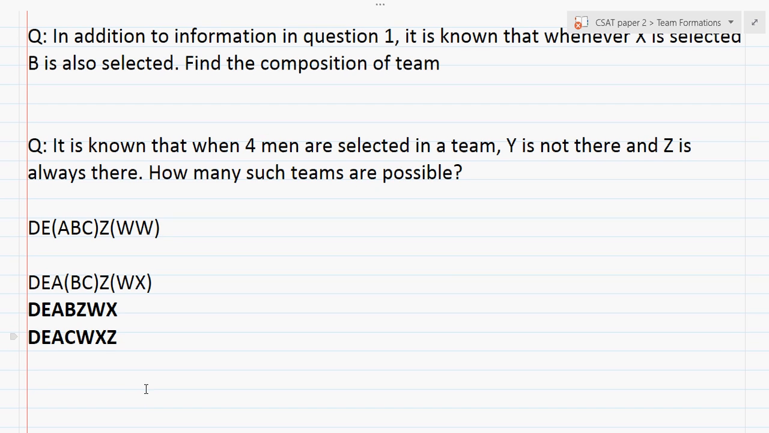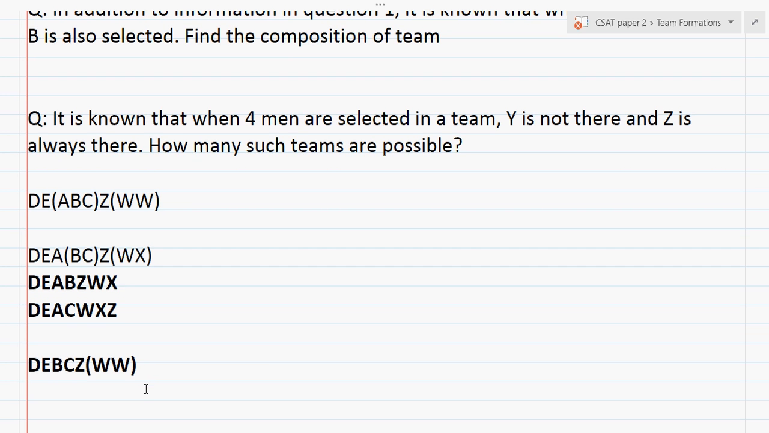Now the other case could be when A is not selected. Then who all men are there? Then there are D, E, B, C. These men are there, right? And then there is Z as well, right? And we have the option of 2 women. So the team composition is D, E, B, C, Z.